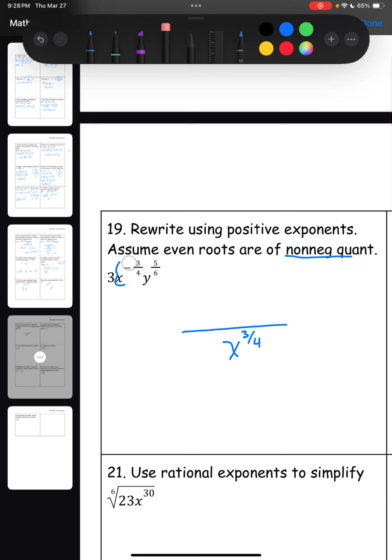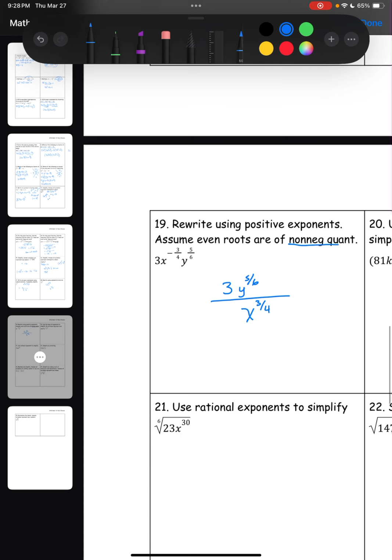Now we can focus on whatever's positive. Well, we're left with a positive 3, right? And a positive y to the 5/6. And that's all we need to do, because it says we can use positive exponents.